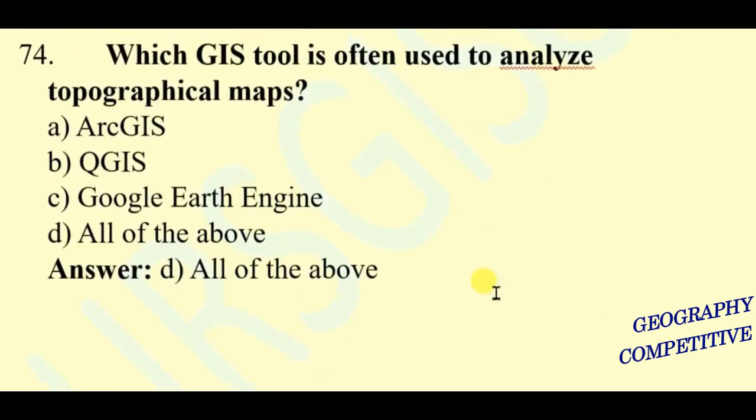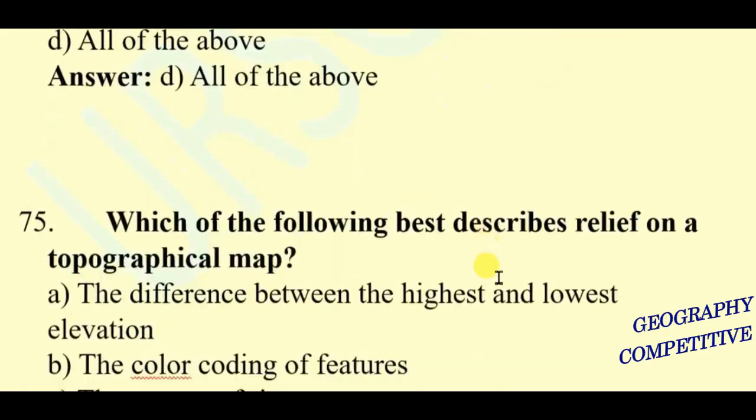Question 74. Which GIS tool is often used to analyze topographical maps? ArcGIS, QGIS, Google Earth Engine, all of the above. Here the right answer will be all of the above. ArcGIS and QGIS are GIS software and Google Earth Engine is a cloud computing platform. Using all these platforms you can work as GIS tools to analyze topographical maps.